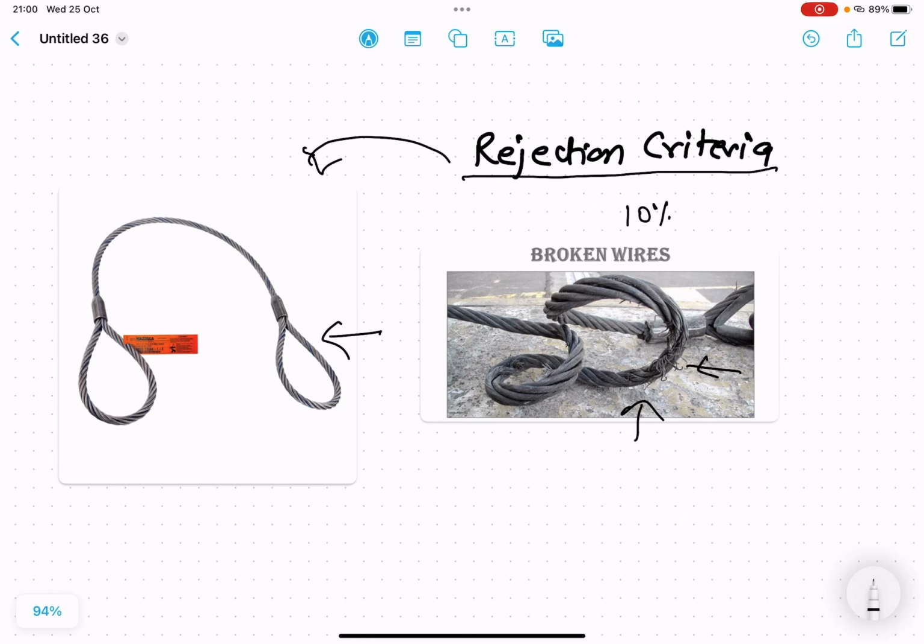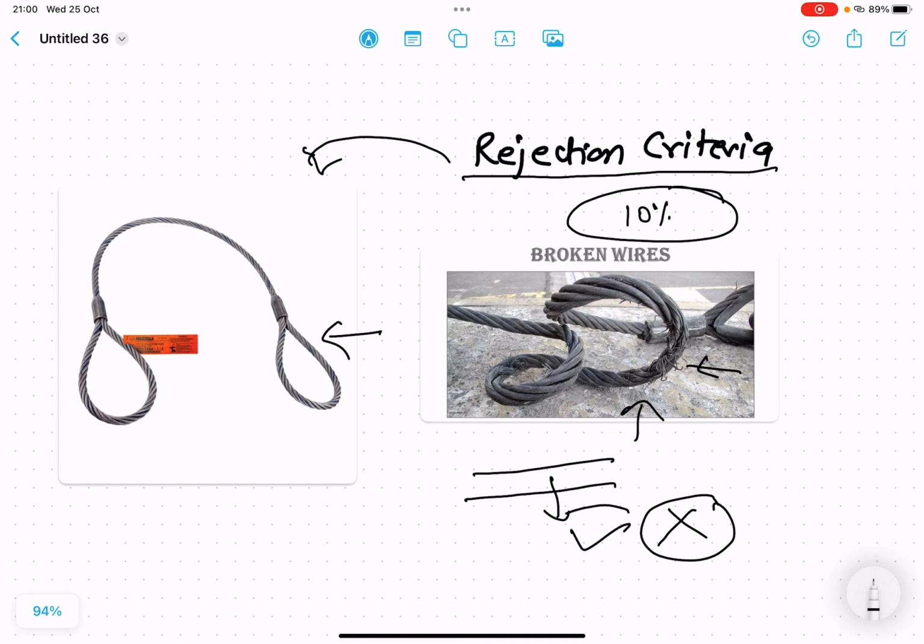But that is not always the case. Sometimes only a few wires are broken, so whether you can use that sling for the lifting operation or rigging operation or not depends upon this 10% rejection criteria for the wire rope sling. In order to understand whether a sling with some broken wires can be used or not, you have to follow this 10% rejection criteria of the diameter.